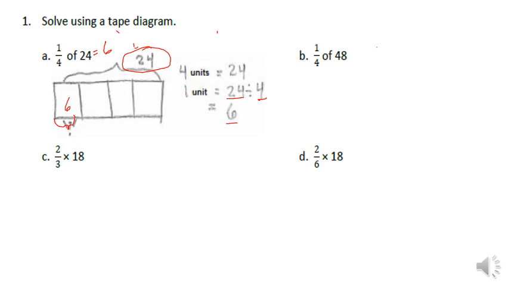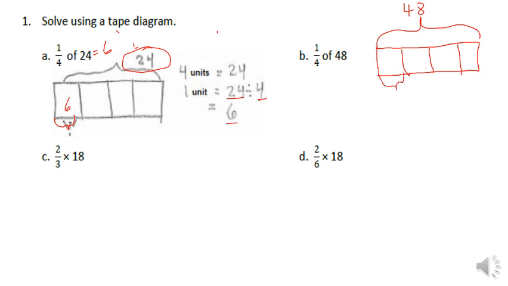Now under B, we're looking for 1/4 of 48. Same thing, we draw a tape diagram. The total being 48. Since it's quarters, we're going to split it into fourths. And we're looking for 1/4 of it. So we would take 48 divided by 4, which equals 48 fourths, which equals 12. So each one would equal 12. So 1/4 of 48 would be 12.